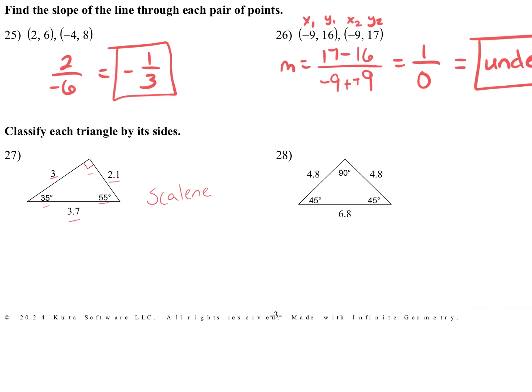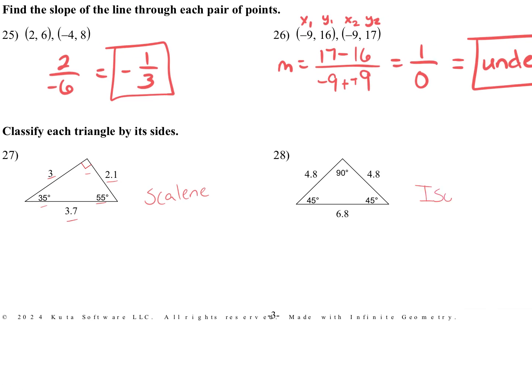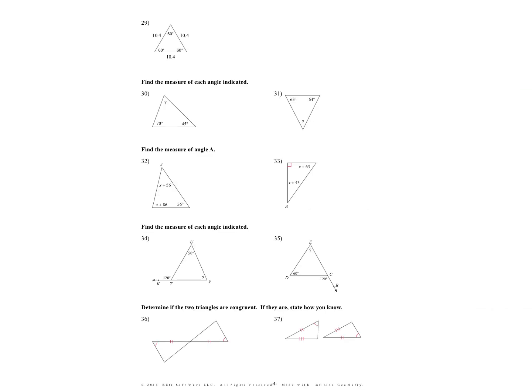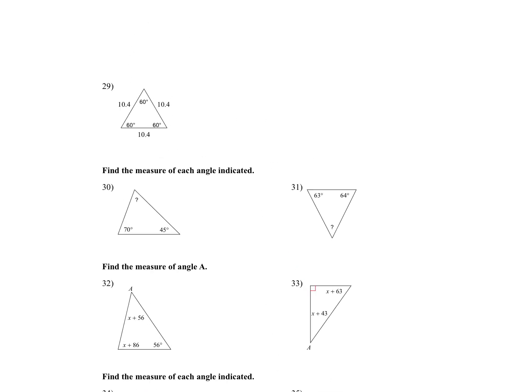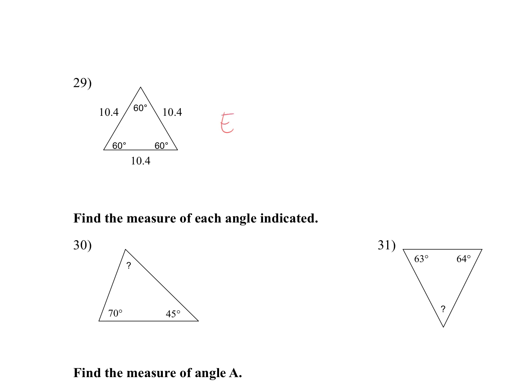What about 28? Yep, what does isosceles mean? 2 sides are the same and 2 angles are the same. Okay. We are looking at 29 when everything is the same. Yep, if everything matches, then we have an equilateral triangle.